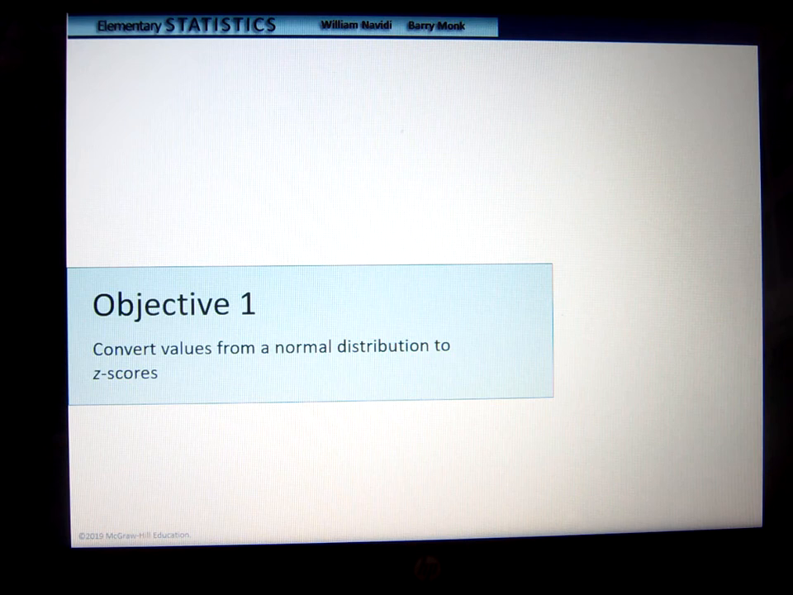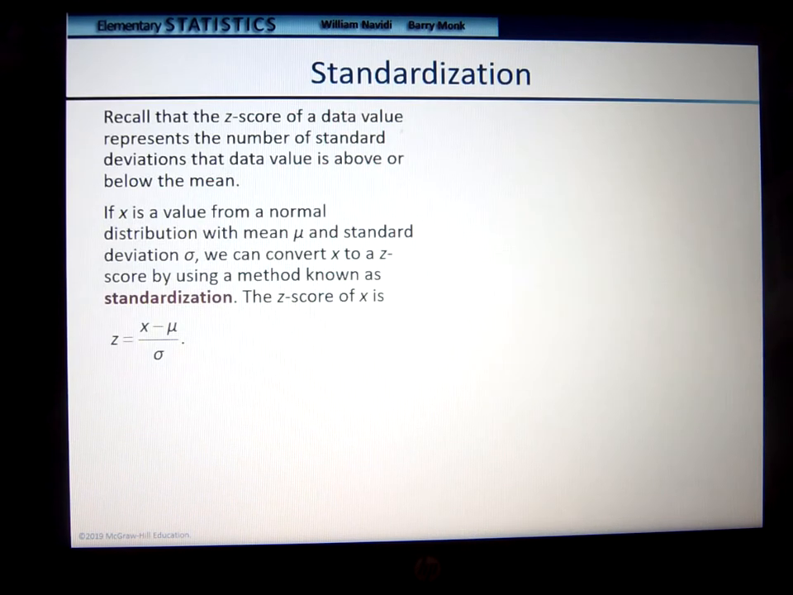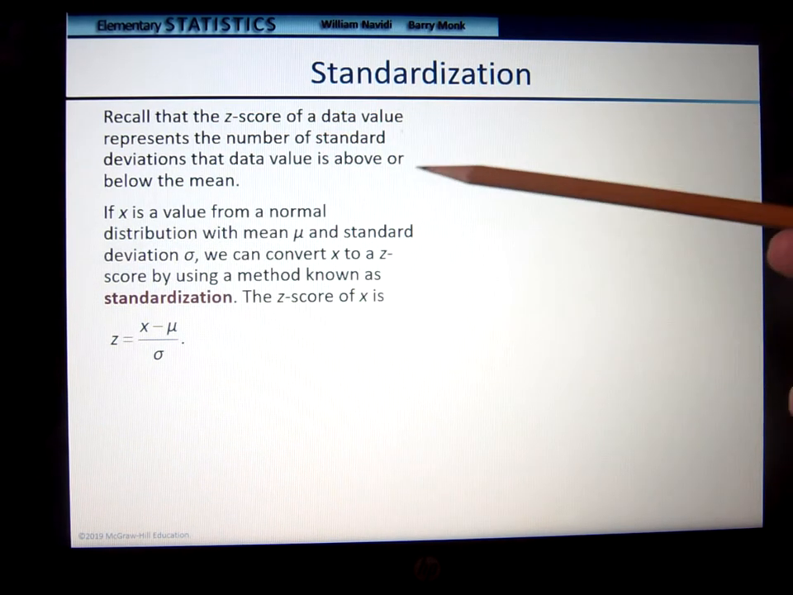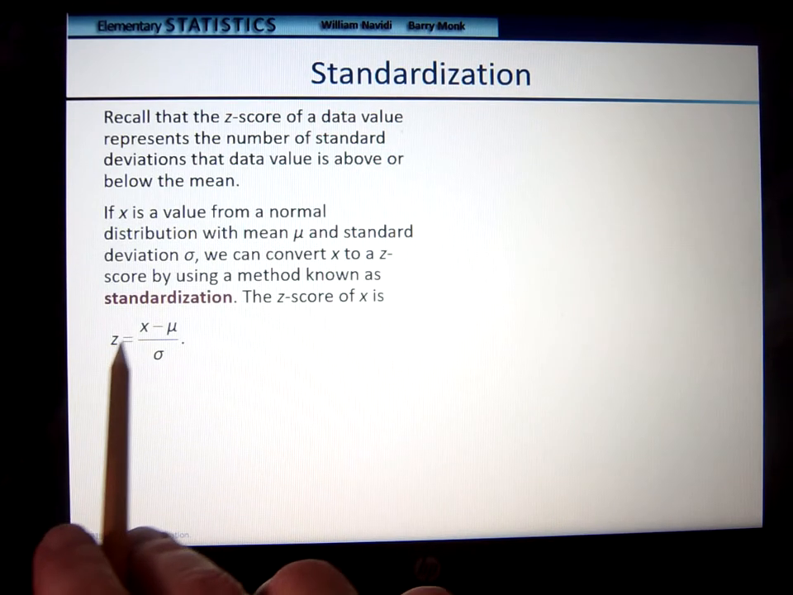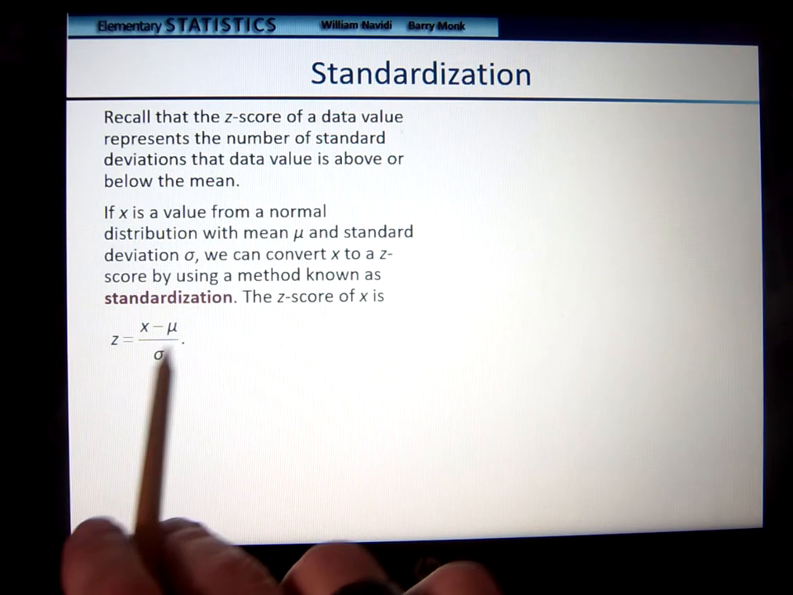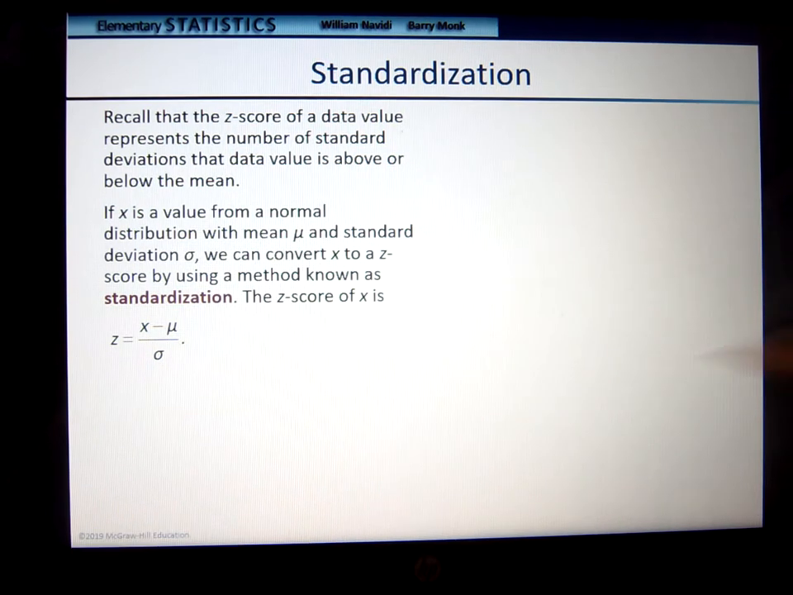First, we're going to convert values from a normal distribution to a z-score. Recall that a z-score of a data value represents the number of standard deviations that the data is above or below the mean. If x is a value from a normal distribution with a mean of mu and a standard deviation of little sigma, we can convert x to a z-score by using a method known as standardization. The z-score of x will be x minus the mean all over the standard deviation.